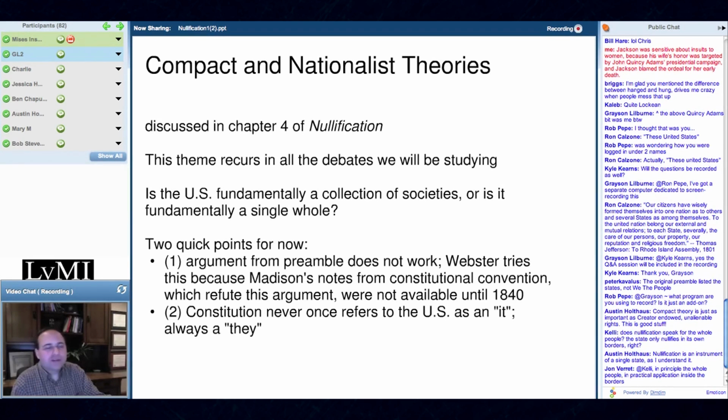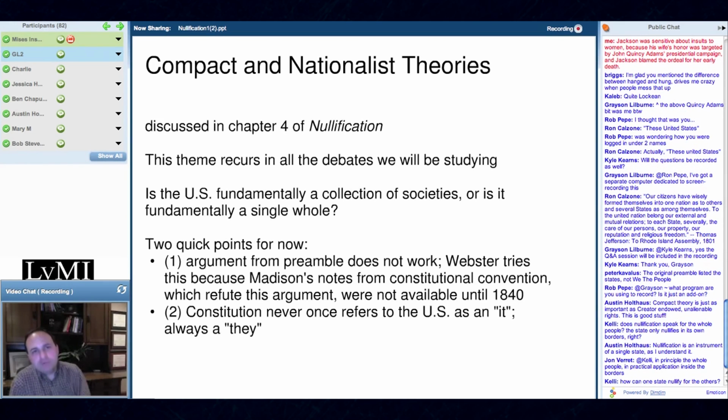So it was decided, all right, well, we'll change it to we the people. But you can tell from the context that people always meant the people of Massachusetts, the people of South Carolina, the people of Virginia, the people of New York. The peoples are the individual peoples of the states, not a single people in the aggregate.